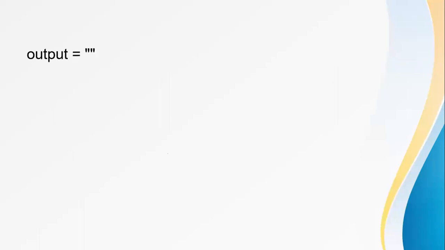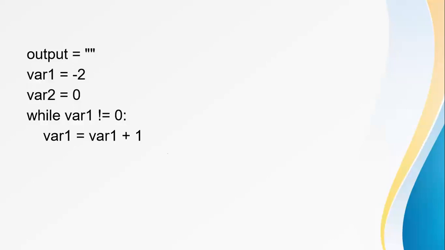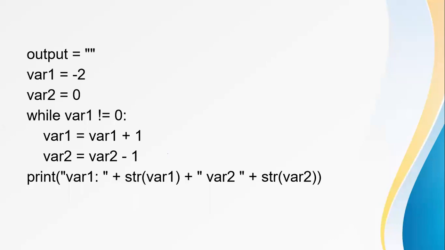The output is initially empty. Variable 1 is equal to -2. Variable 2 is 0. While variable 1 is not equal to 0, variable 1 is equal to variable 1 plus 1, variable 2 is equal to variable 2 minus 1. Print variable 1 and variable 2 separately. May I know the answer? Can I have your answers?